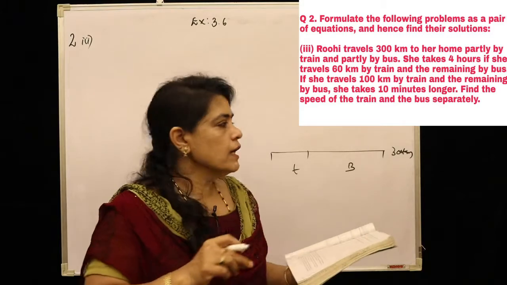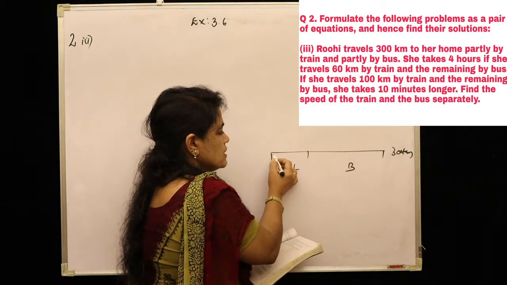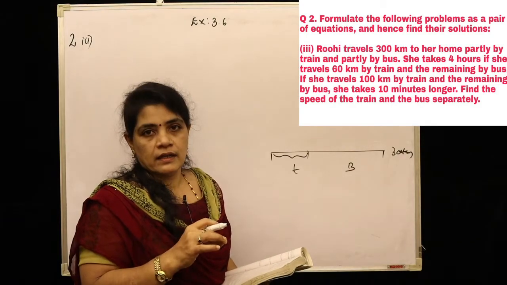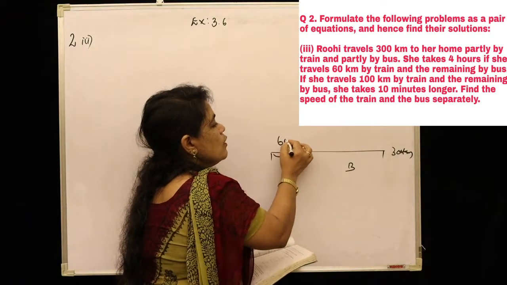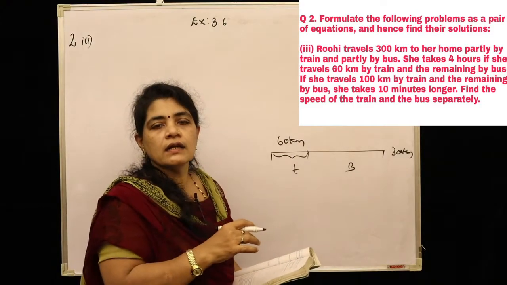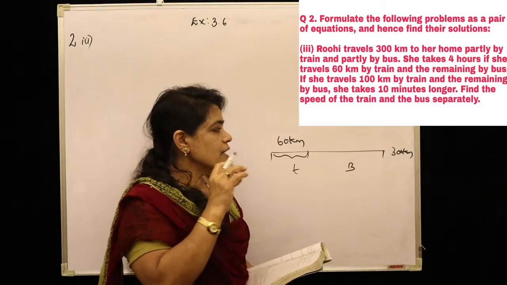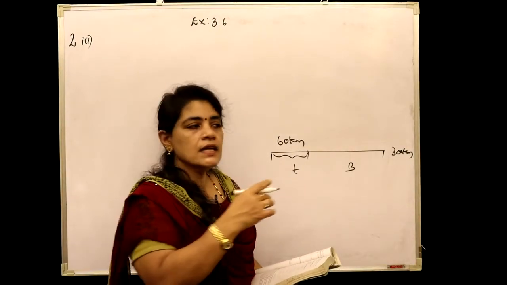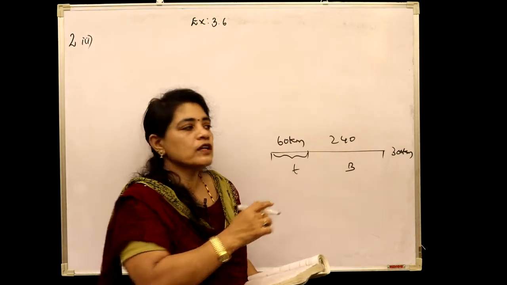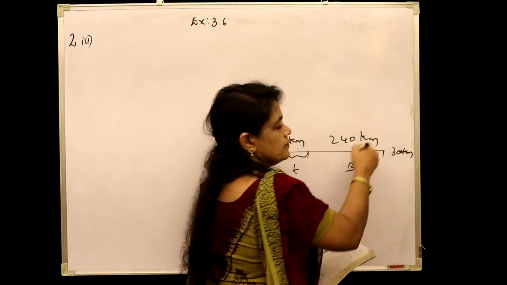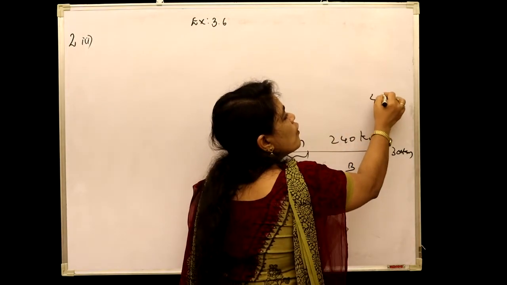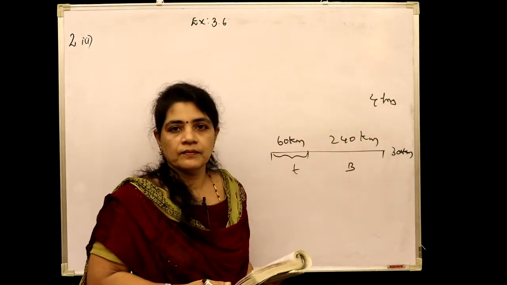For traveling, this is the distance travelled in train, that is 60 kilometers by train, and the remaining, the total is 300. So the distance travelled in bus is 300 minus 60, that is 240. So together 60 plus 240 is 300 kilometers. And for this journey she has taken 4 hours. This is the first case.